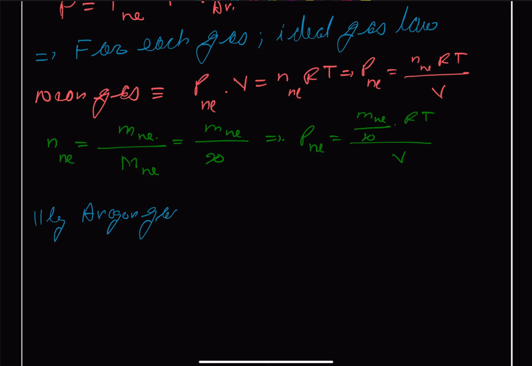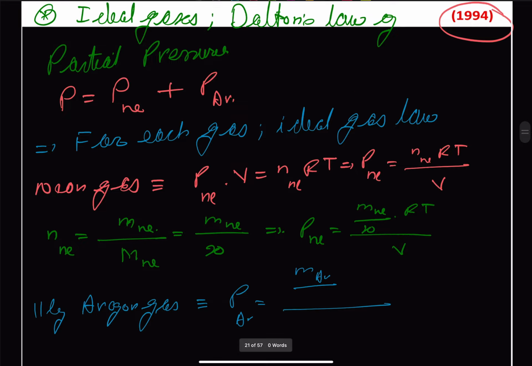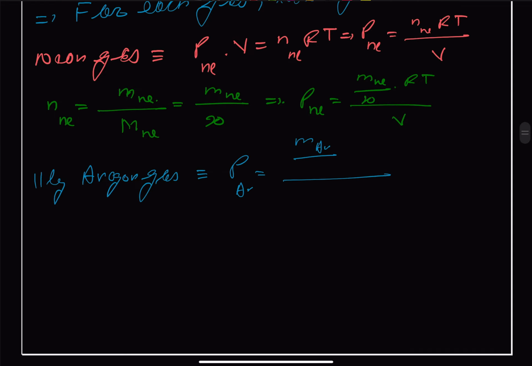For argon gas, we can say the pressure because of argon gas will be equal to the mass of argon divided by its molar mass, which is given to us. One second, it is given as gram, so we have to write it as kilogram. So this comes as 0.02, and we have this as 40, so this will be giving 0.04, RT divided by V.